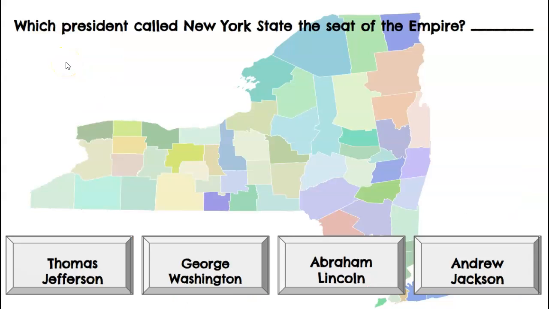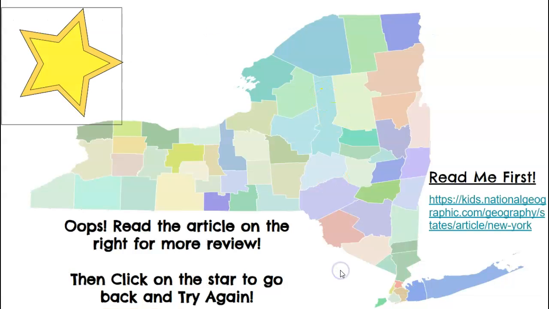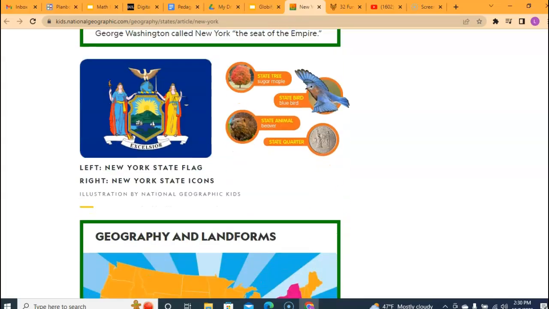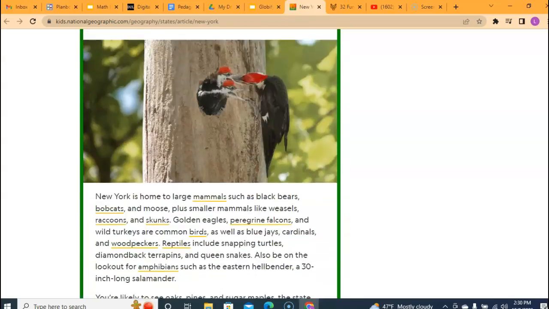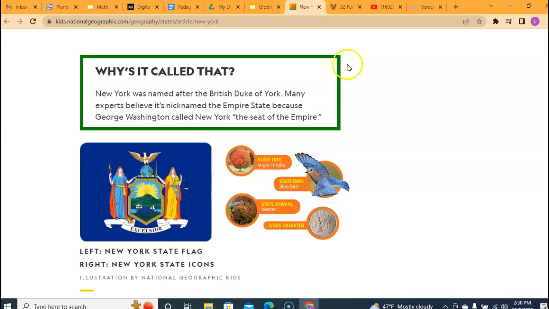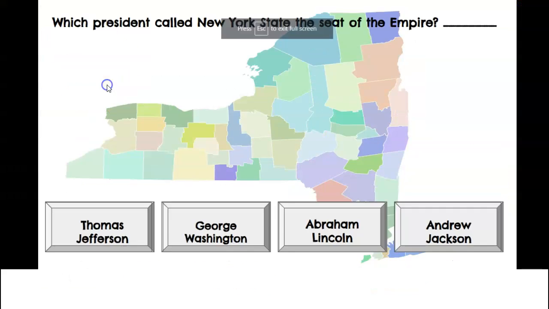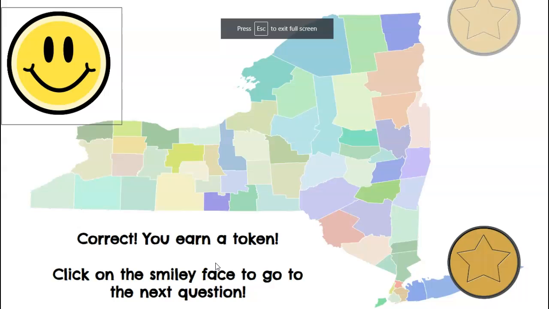Click on the slide. Which president called New York State the seat of the empire? Well, I'm not sure. So I'm going to say Abraham Lincoln. Again, there's an article that I can read to get a better idea, and I can come down and say, oh, wait, you know what? Where was it? Right here. New York was named after the British Duke of York. Many experts believe it's nicknamed the Empire State because George Washington called New York the seat of the empire. So I can go back, click on the star, and click on George Washington.